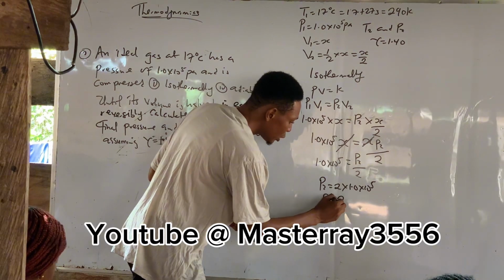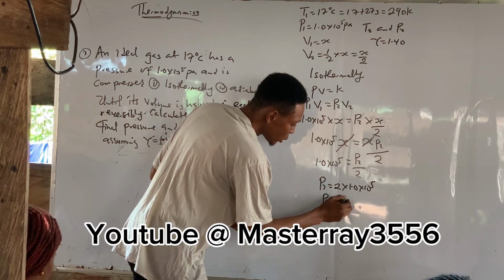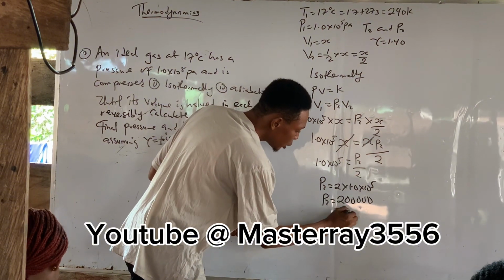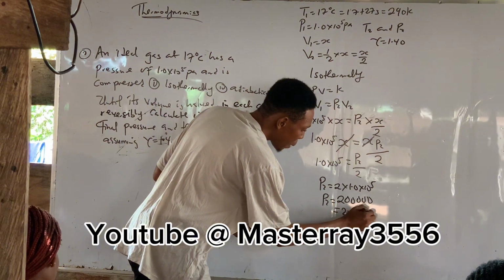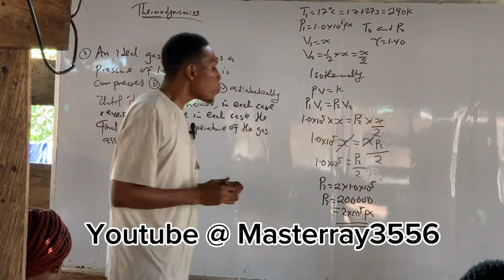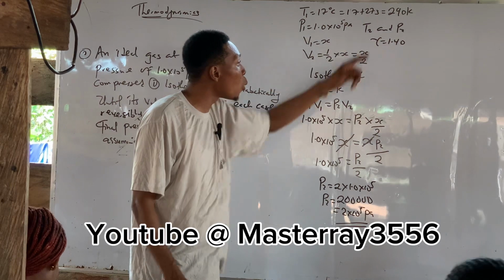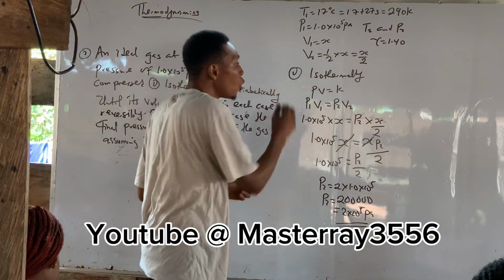200,000, right? Which is stated as 2 times 10 raised to the power 5 Pascal. All right. Now that we've gotten our P2, we also have to look for what? We also have to look for what?